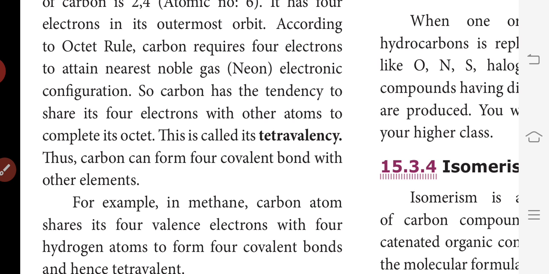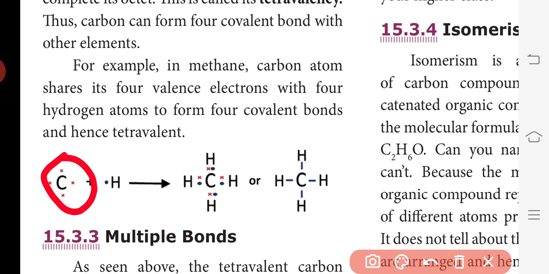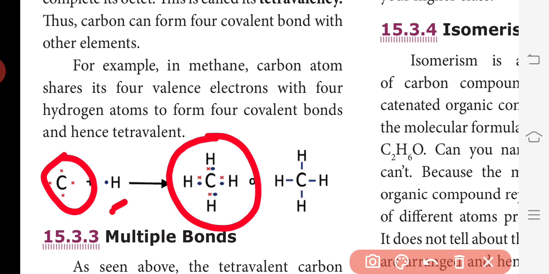Thus carbon can form 4 covalent bonds with other elements. For example, in methane, carbon has only 4 outermost electrons. It combines with hydrogen, and it becomes 8 electrons in the outermost shell. So C combines with 4 atoms of hydrogen.